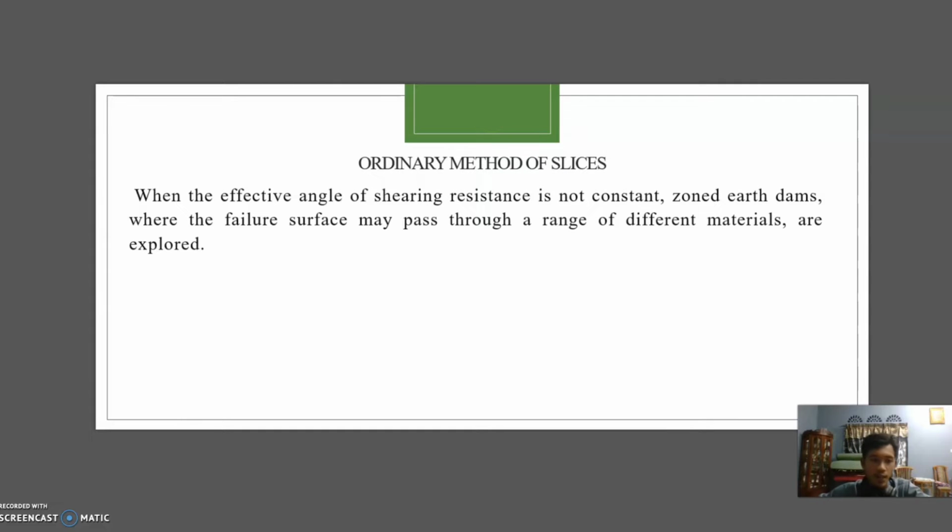When the effective angle of shearing resistance is not constant, zoned earth dams, where the failure surface may pass through a range of different materials, are explored.